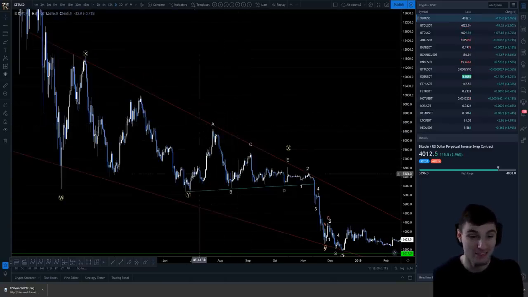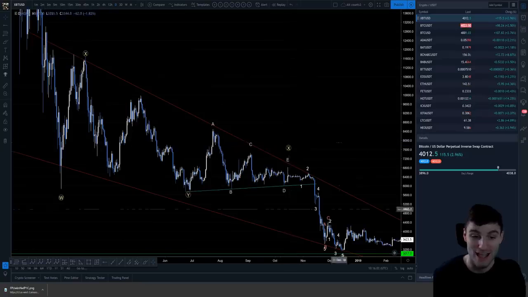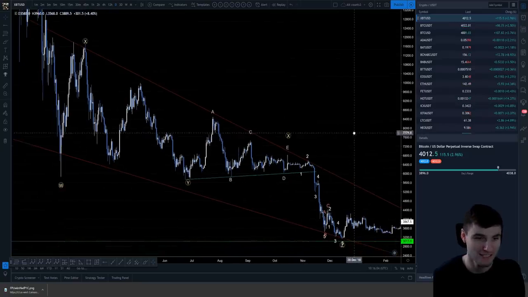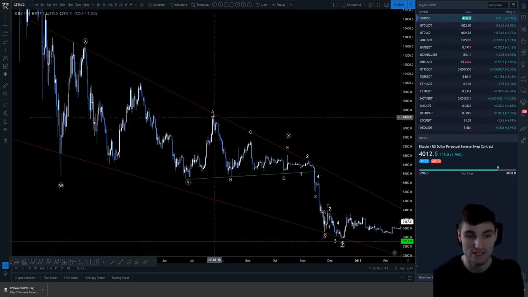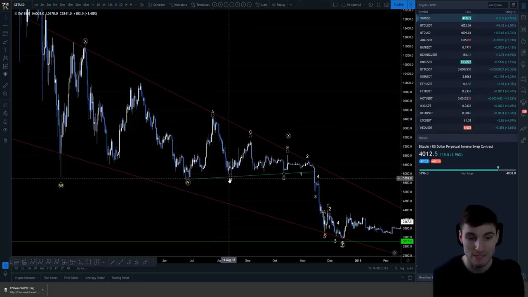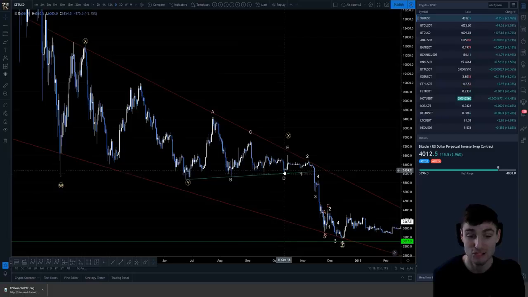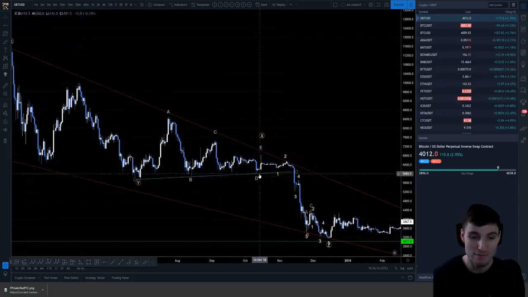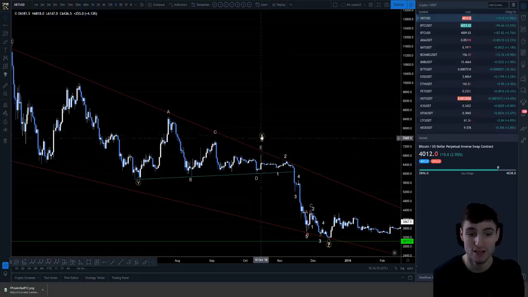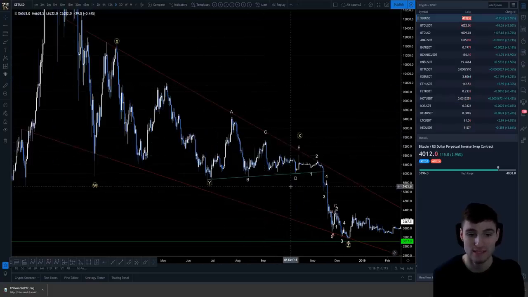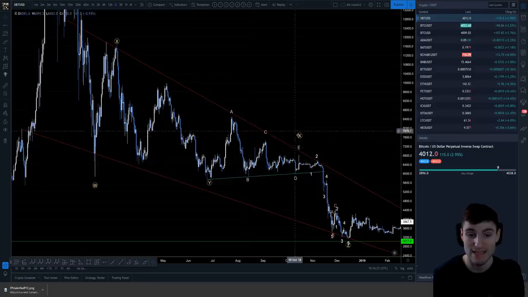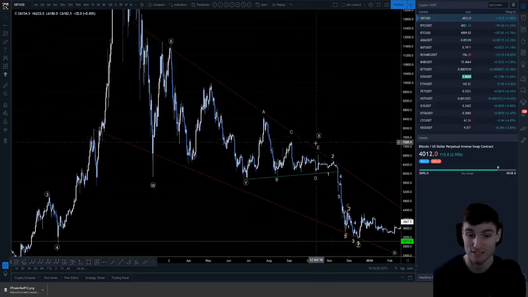So let's go through what we have here on the extended X, coming down for the end in the W. We obviously have the ABC in the A, ABC in the B, ABC in the C, ABC in the D, and then a smaller ABC in the E, with this top upper wick, which then gives us our X wave. We have then seen an ABCDE in the X wave, and this is totally valid. You see ABCDEs in X.